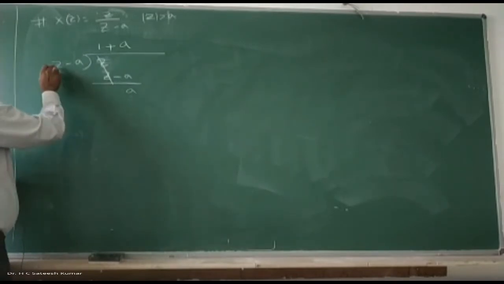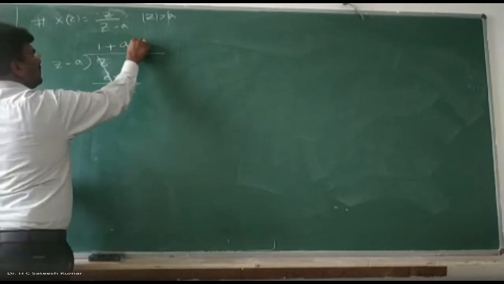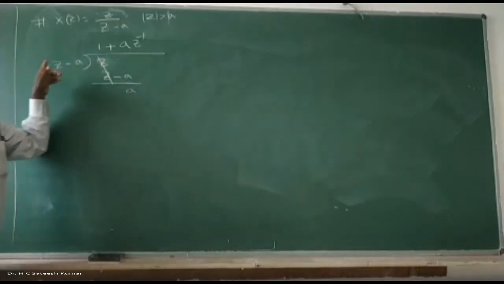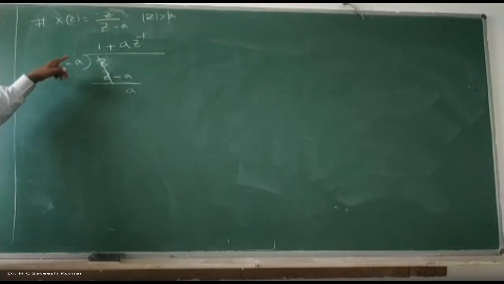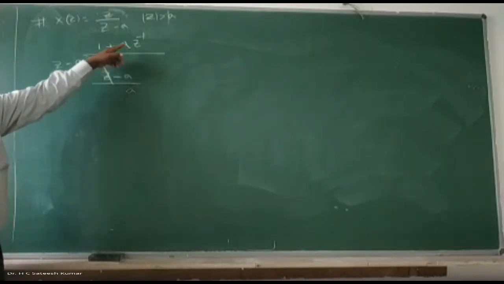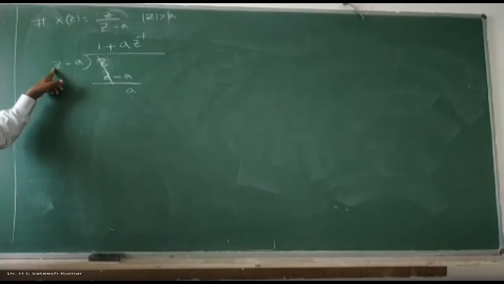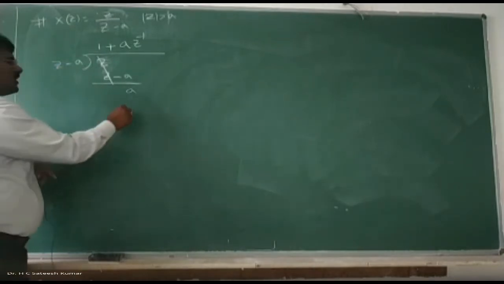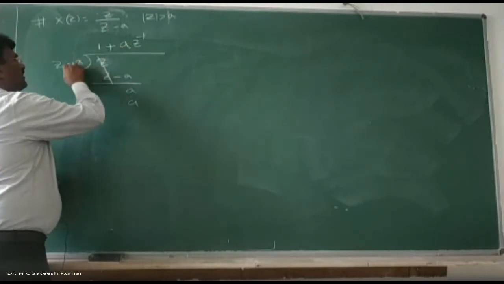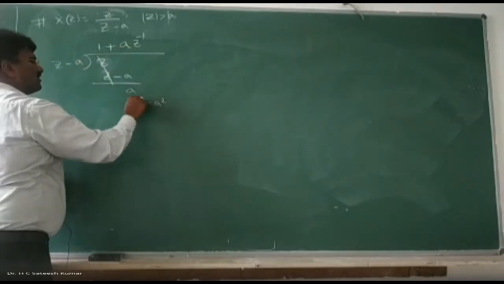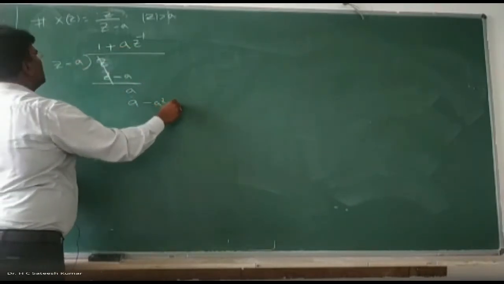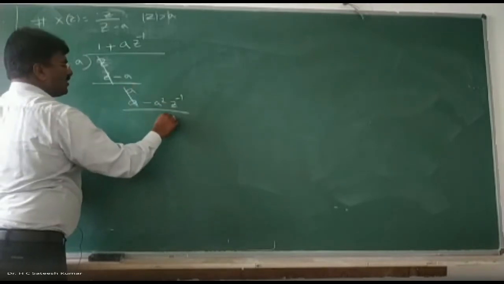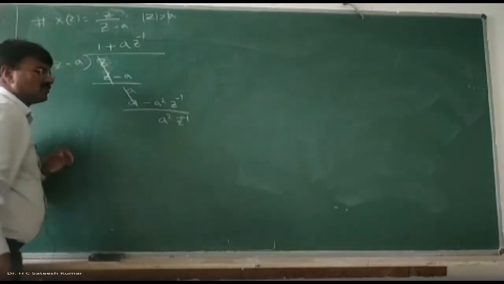If you want to cancel out this z, I should multiply by z to the power of minus 1. If you multiply z to the power of minus 1 with z, you will get 1, and a you will get. So therefore you will get a, and a square into z to the power of minus 1. This gets cancelled. What will you get? a square into z to the power of minus 1.